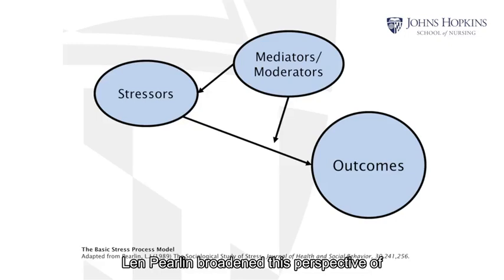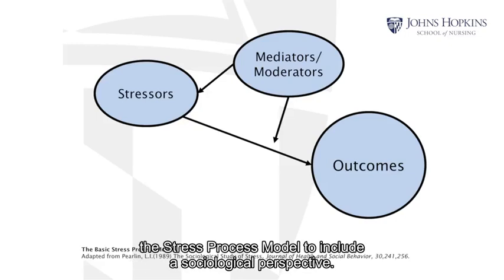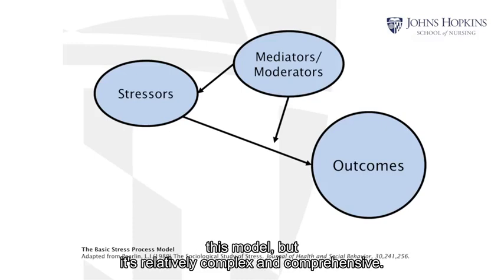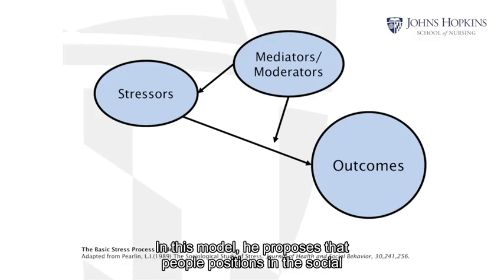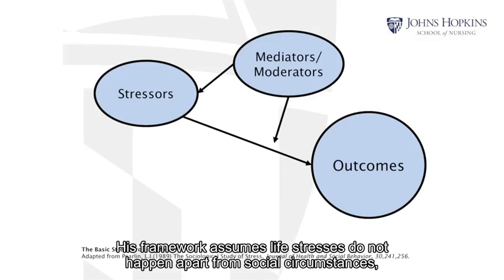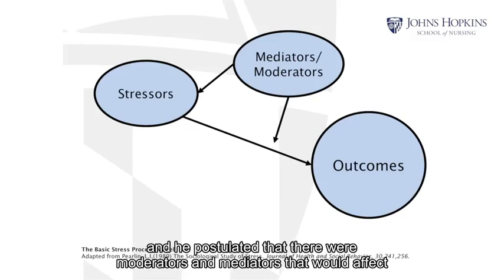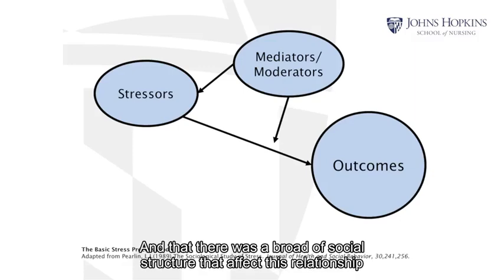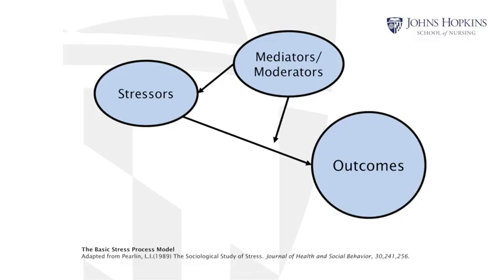Len Pearlin broadened this perspective of the stress process model to include a sociological perspective. This looks deceptively simple, this model, but it's relatively complex and comprehensive. In this model, he proposes that people's position in the social structure exposes them to stressors, which in turn leads to stress outcomes. His framework assumes that life stressors do not happen apart from social circumstances, and he postulated that there were moderators and mediators that would affect the relationship between that stressor in the blue circle to the outcomes, and that there was a broader social structure that affected these relationships as well.